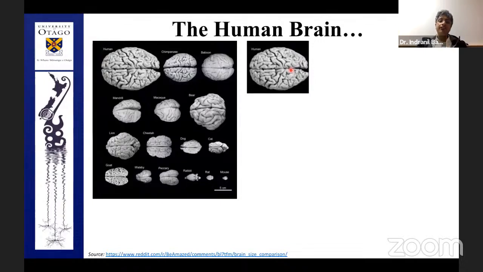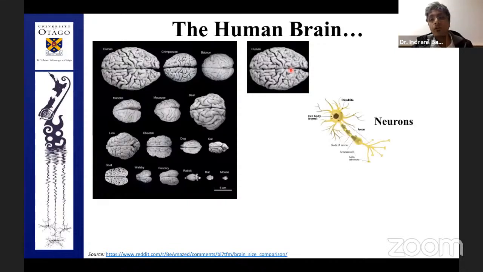Our brain consists of several kinds of cells, but some of the most important ones, like for example, one cell is called a neuron. These neurons are basically called the unit of the brain. They regulate all the activities that we do, like talking, listening, seeing, eating. All the activities that we do are controlled by these neurons.